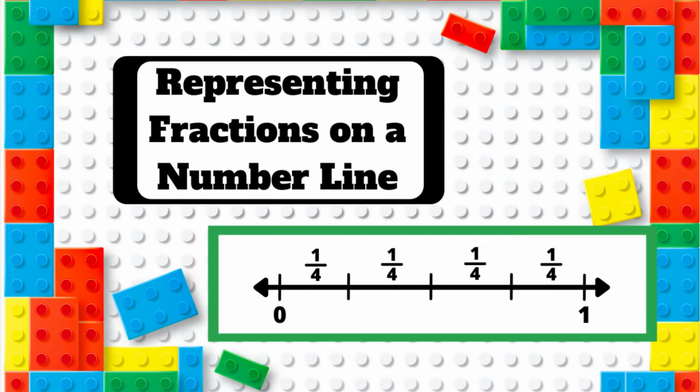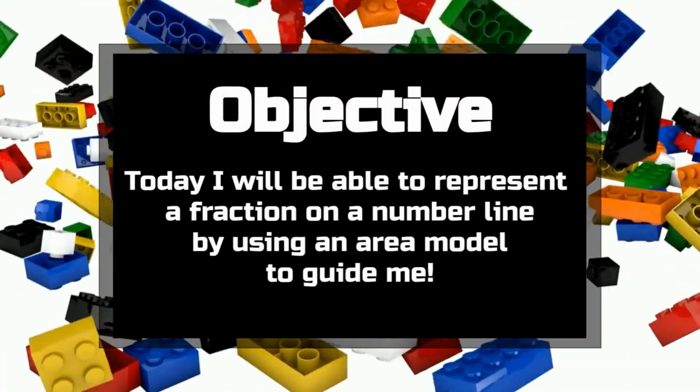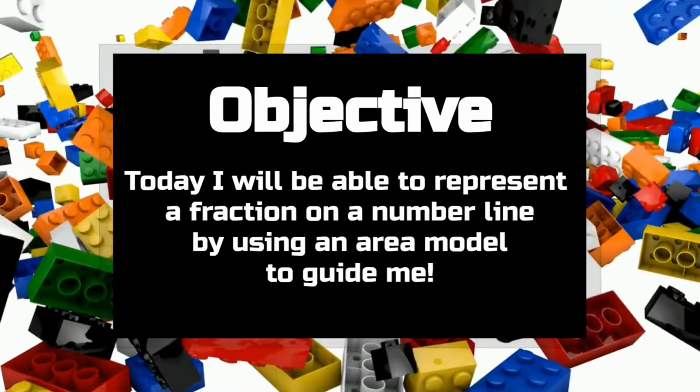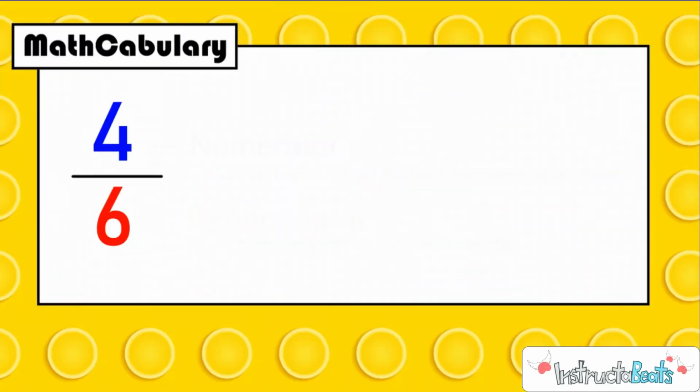Today we're going to be talking about representing fractions on a number line. So let's build it up and see what our objective is today. Our objective today: I will be able to represent a fraction on a number line by using an area model to guide me. But before we get into that, let's take a look at our mathcabulary.